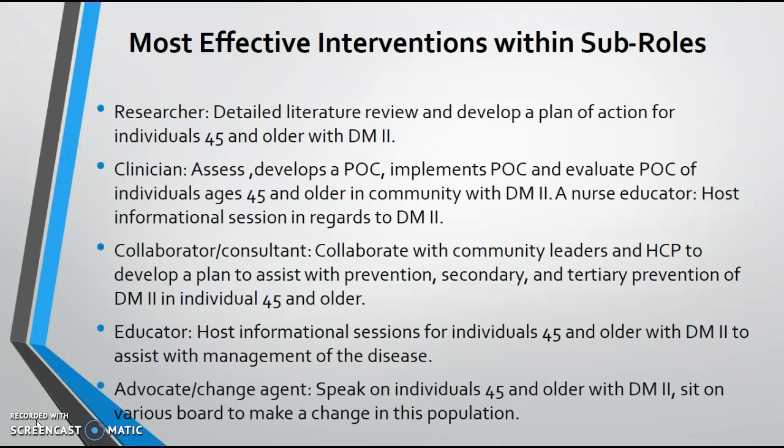Most effective interventions with sub-roles. The researcher can formulate a detailed literature review and develop a plan of action for individuals 45 and older with type 2 diabetes. The clinician develops a plan of care, implements that plan of care, and evaluates it for type 2 diabetes. They collaborate with other healthcare professionals and assist with primary, secondary, and tertiary prevention.